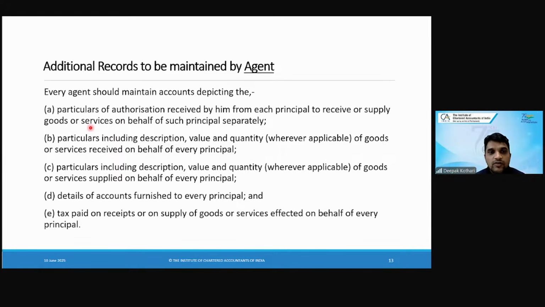to receive or supply goods, he has to maintain that. He has to maintain the particulars including description and value and quantity of goods or services received on behalf of every principal. First the authorization.